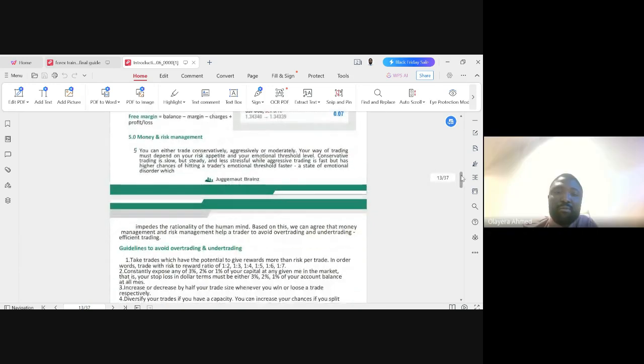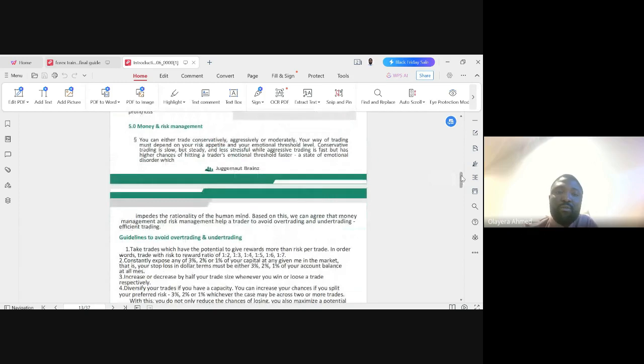So now we're fast forwarding into money and risk management. Now, this is a very important part of trading, right? Anyone who wants to be profitable in the forex market must learn how to do this very well. In fact, this is more important than increasing your ability to make profit on every trade.